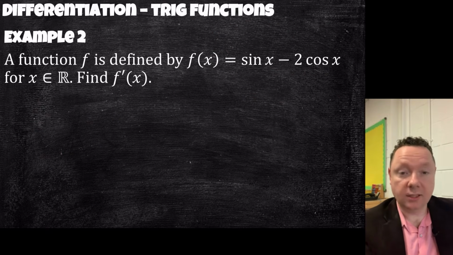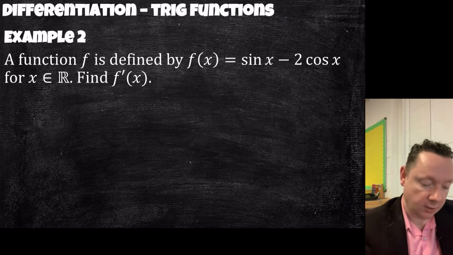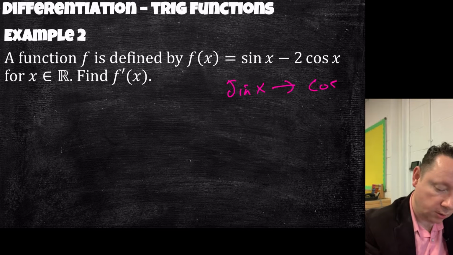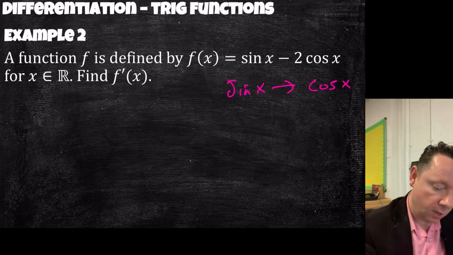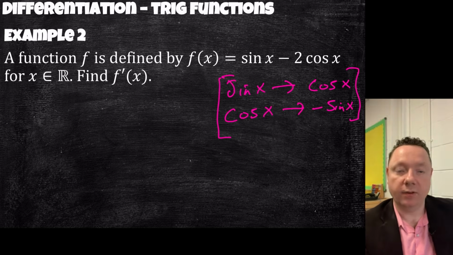Differentiating trig functions, example 2. A function f is defined by f of x equals sine x minus 2 cos x, for x a member of the real numbers. Find f dash x. So just a little note to ourselves: sine goes to cos from the start of the exam paper, and cos goes to minus sine. Every time you need to differentiate a trig function, you're checking the start of the exam paper.